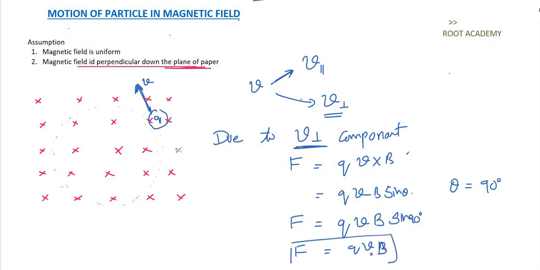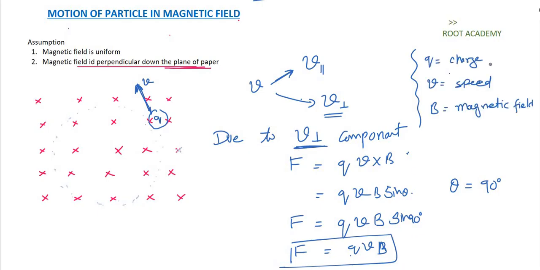And what is the meaning of QVB? Let me write it here. Here Q is the charge of the particle, V is the perpendicular component of the speed, because we are considering only the perpendicular component right now. So this much is the force experienced by the particle. And what will be the direction of this force? In that direction the particle will move.